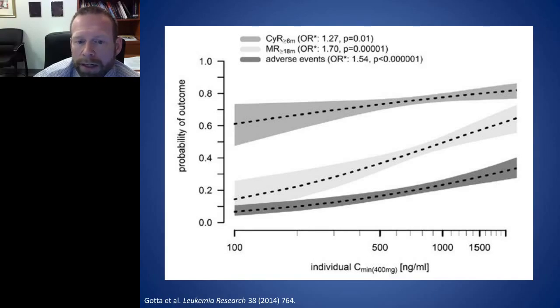And then you'll see that there is an increase in this lowest one, which is the probability of adverse events. And that probability does also increase with dose, although it would appear that it increases at a lower rate than either the probability of major molecular response or complete cytogenetic response. So especially if you're looking at this, increasing the plasma concentration or the trough concentration of imatinib significantly increases your chance of a major molecular response, while much less increasing your chance of adverse events based on this plot.